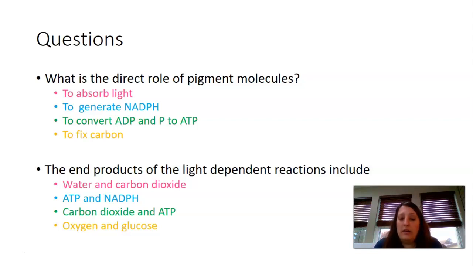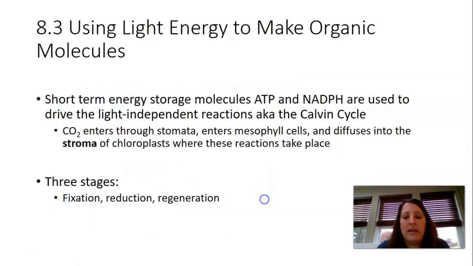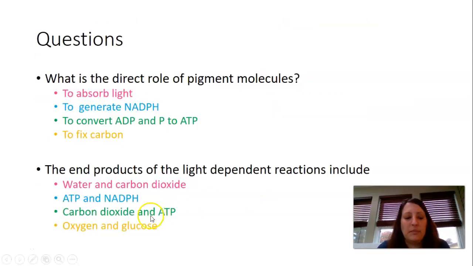Those two products are then going to go on and drive the next stage, which is the Calvin cycle. Okay, so we have to first convert energy, use that energy then to make organic products, to make glucose. Okay, so on to that next part. So again, we've got one more section, I think, to go, and then we'll be back and I'll ask you some more questions. Okay.